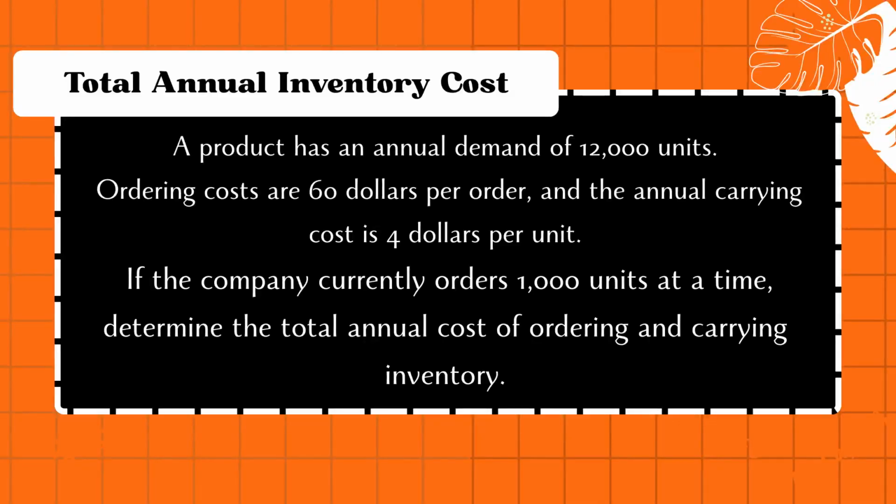Problem 4. Total annual inventory cost. A company sells 12,000 units of a product every year. Placing one order costs $60, and holding one unit in inventory for a full year costs $4. The business currently orders 1,000 units each time. We need to find the company's total annual cost for ordering and carrying inventory.